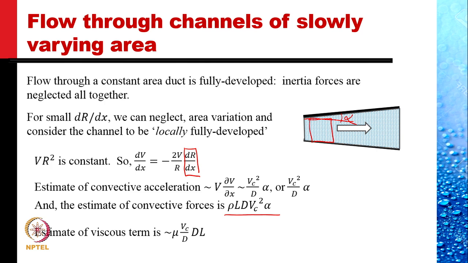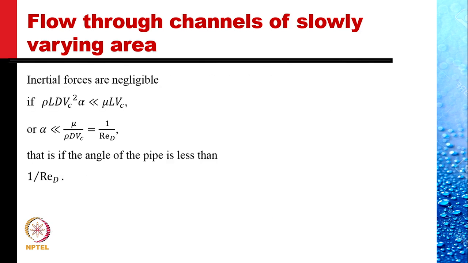Estimate of the viscous force is mu times dL, the surface area around the walls, times the velocity gradient in the radial direction, which would be Vc by d. This means that the inertia forces are negligible if rho L d Vc square alpha is much less than mu L Vc, or alpha is much less than mu divided by rho d Vc, which is 1 over Reynolds number. Thus, if the angle of the pipe is less than 1 over Reynolds number, then the flow in the channel can be considered to be locally fully developed.